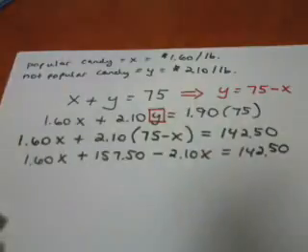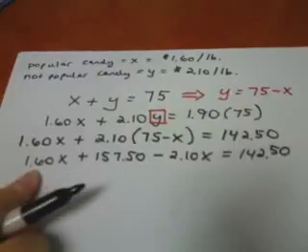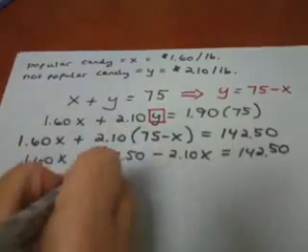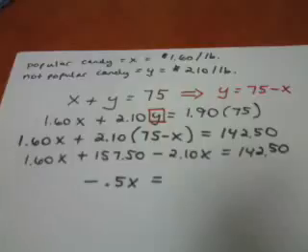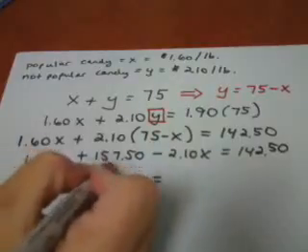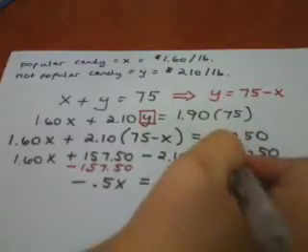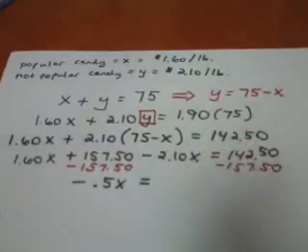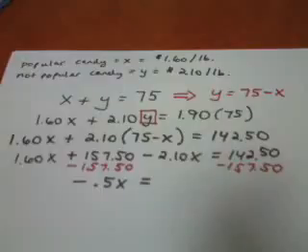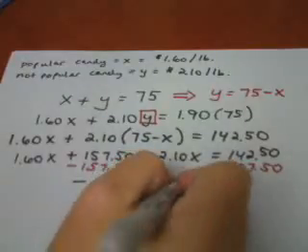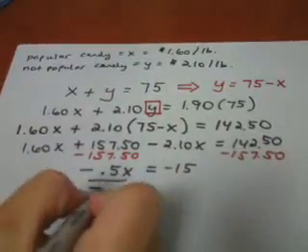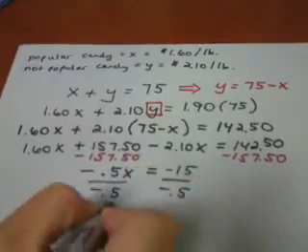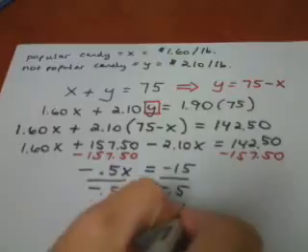So I have this. Now the idea is to combine your like terms. The X terms are already on the same side, so I'm just going to combine them. 1.60X minus 2.10X is going to give me negative 0.5X. Then I'm going to take this 157.50 and subtract it from both sides, so that way I get my two numbers together. And 142.50 minus 157.50 is negative 15. So then I have this easy one-step equation to solve, and the only thing I have left to do is to divide by negative 0.5. When you do that, you're going to get X equals 30, in this case 30 pounds.